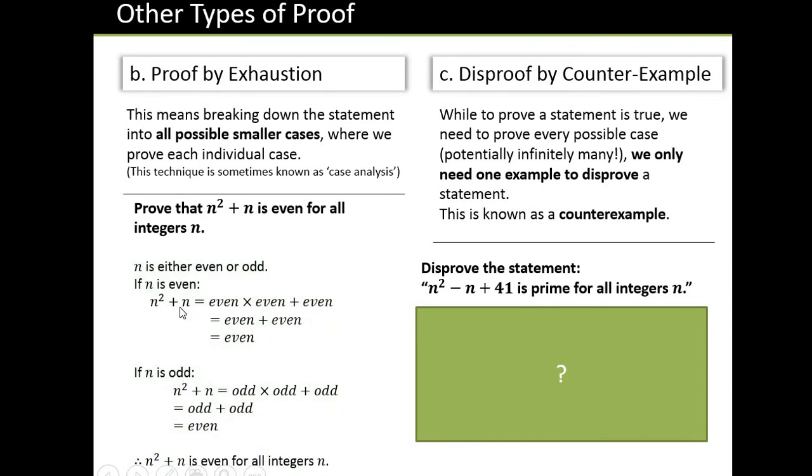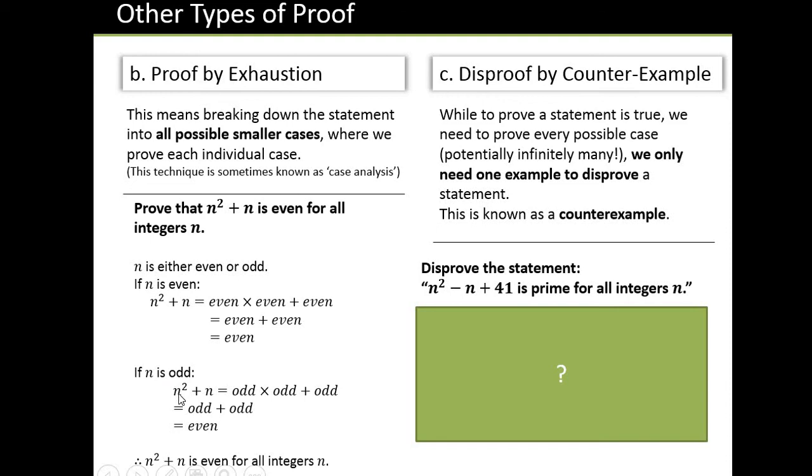Okay, so let's have a look what happens if n is even, because n, if it's an integer, it's either even or odd. So let's see what happens when it's even. Okay, n squared would be even times even, and then we add an even. Well, even times an even we know is always even. Even add an even we know is always even. So I've proved it for even numbers. Let's check it's true for odd numbers.